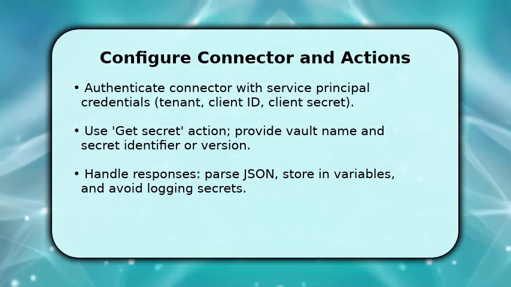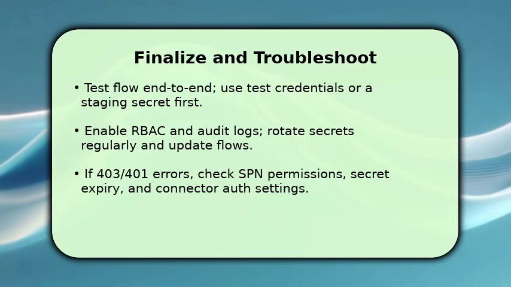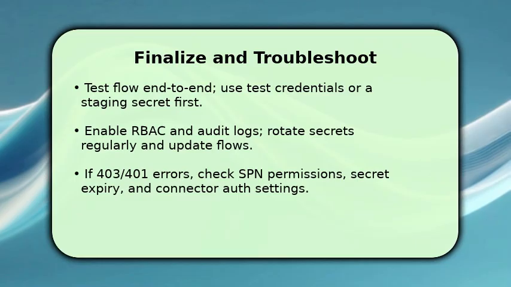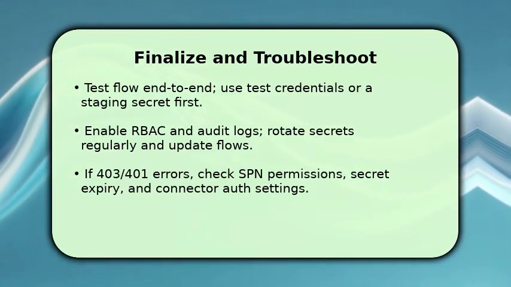Finish by testing the flow end-to-end with a non-production secret to verify behavior. Once successful, enable RBAC and Key Vault logging so you can audit access and rotate secrets regularly. Make sure the flow references the latest secret versions.